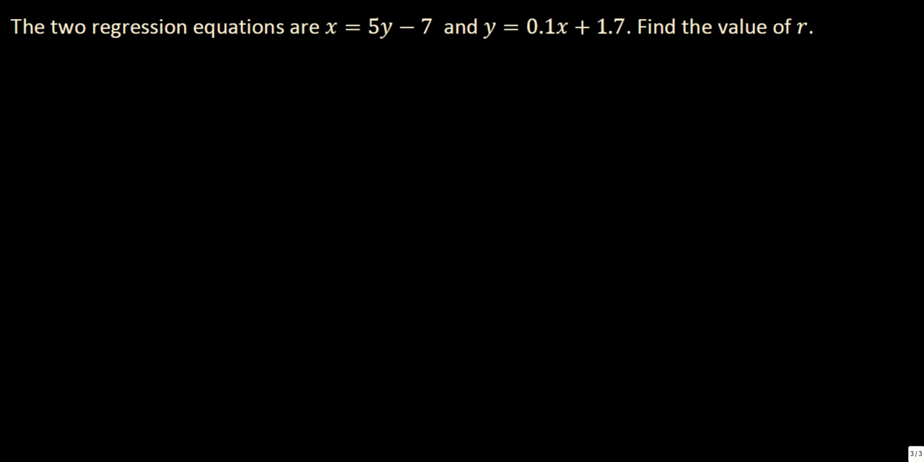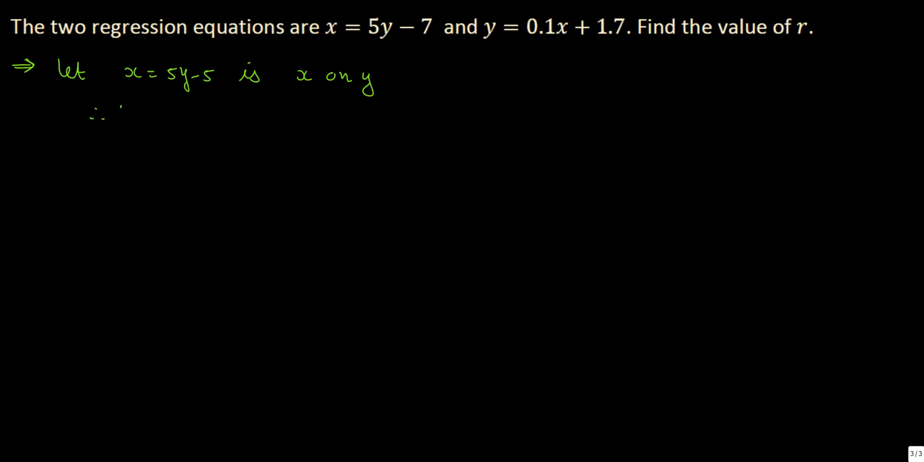Our next question is: two regression equations are x equals 5y minus 7 and y equals 0.1x plus 1.7. Find the value of r. It is very easy, because it is clear that the first regression line is x on y, since x is the subject, and the second is y on x, since y is the subject. Let x equals 5y minus 7 be x on y.